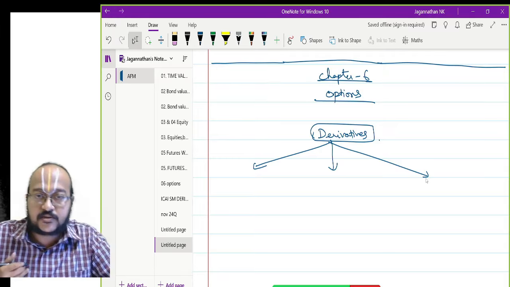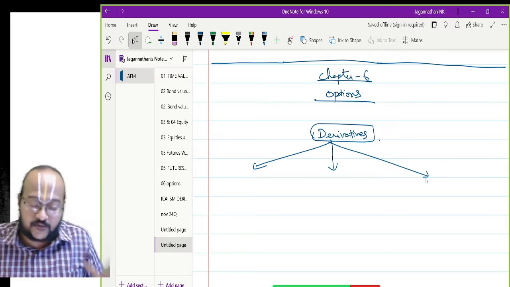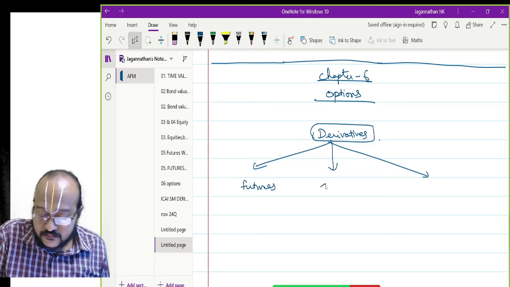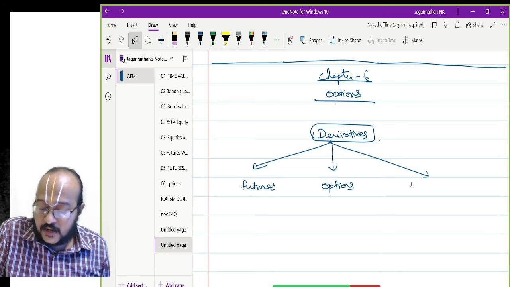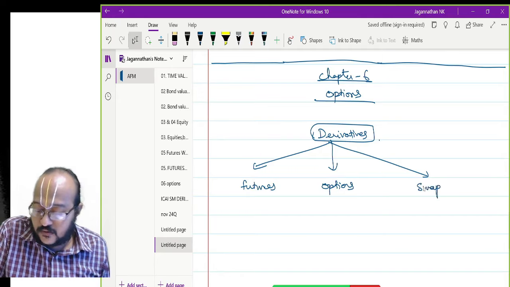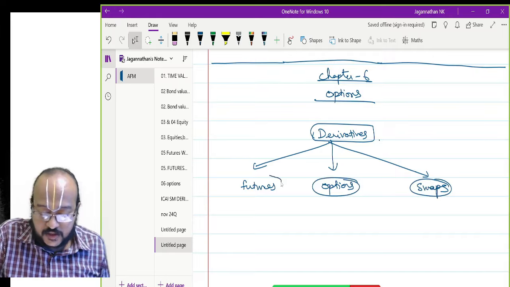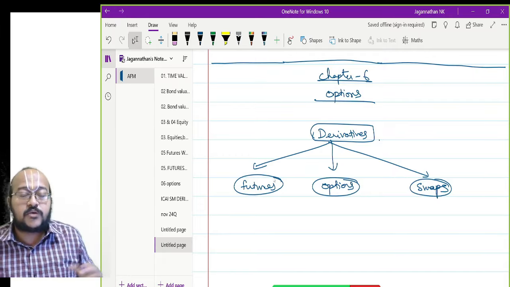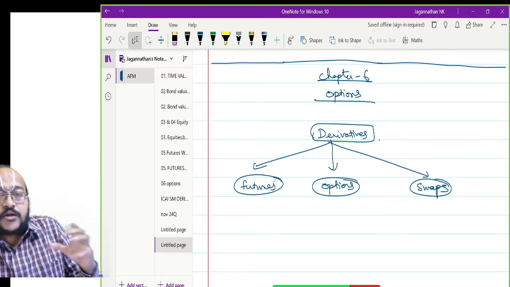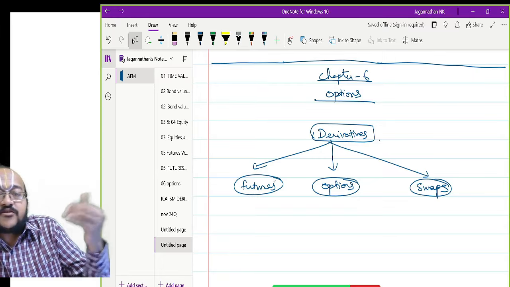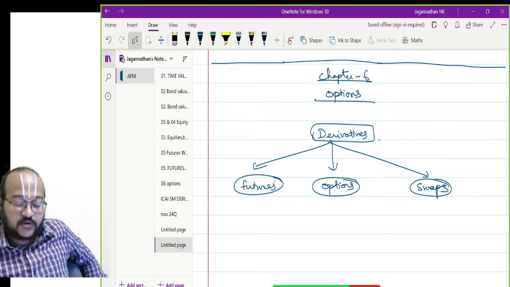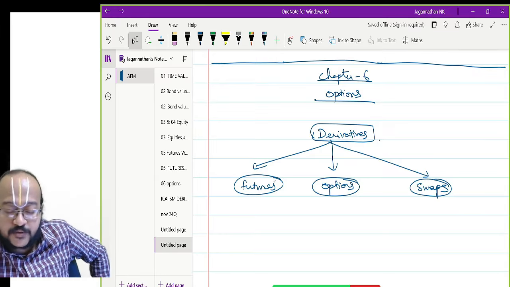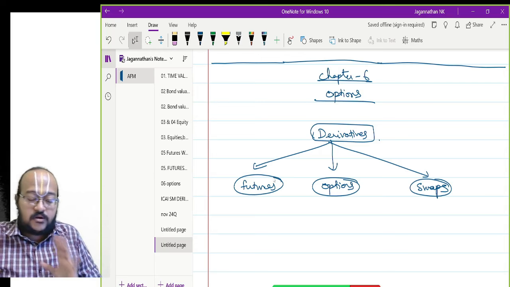See here. In our syllabus, there are broadly three types of derivatives discussed. In the entire AFM syllabus, you will come across three instruments; derivatives are nothing but financial instruments. I told you, three types of derivative financial instruments are discussed in your syllabus. One is futures, there is options, then there is swaps. Understood?